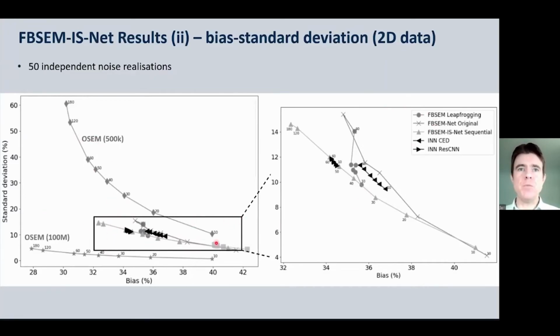And then this is zooming in on that melee of graphs here where we're comparing FBSEM-Net with the iteration-dependent version, which is shown on that line there, and it behaves in a similar way effectively to the iterative neural network example. So it's showing that there are some small advantages, but I think the main one again is training practicality.